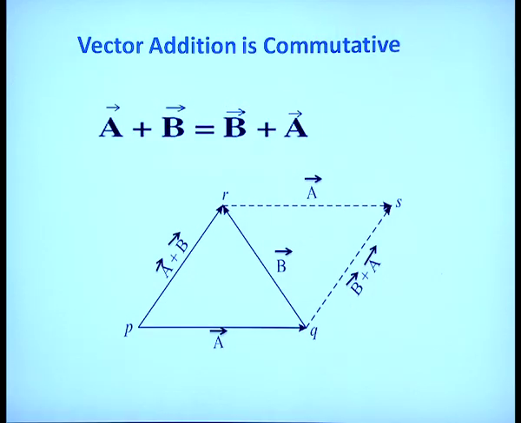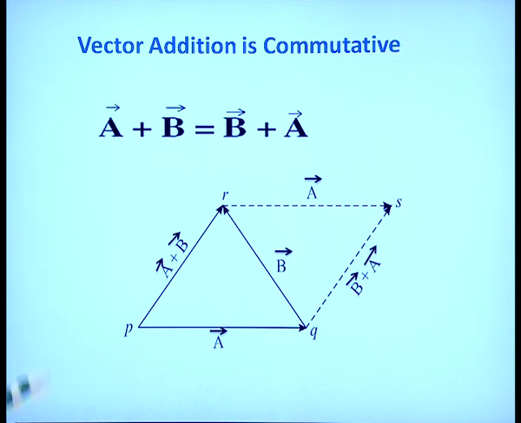In mathematics, when we add two numbers, the addition of numbers is commutative. For example, 5 plus 3 equals 3 plus 5. Similarly, vector addition is also commutative, that is vector A plus vector B equals vector B plus vector A. As you can see on your screen, the vector A is represented by PQ and vector B is represented by QR. According to triangle law, PQ plus QR, that is vector A plus vector B, equals PR, which is the third side of the triangle and taken in opposite order. So, PR represents A plus B.